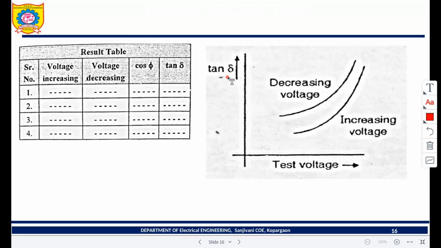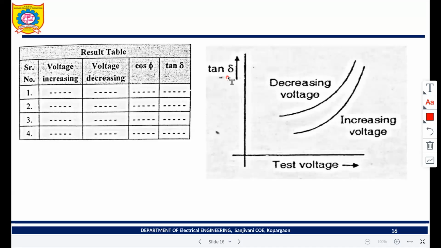This is the meaning of tan delta test. And why are we going to measure the tan delta test? What is the importance of tan delta test? Actually, what is meant by tan delta test? If you want to know, I think you have already covered this in your material science lab. Okay, so I'm going to skip this part.